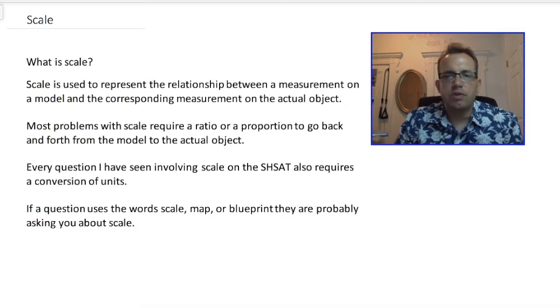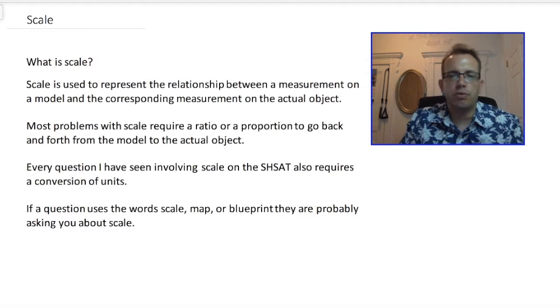Every question I've seen involving scale on the SHSAT also requires a conversion of units. On the map it might be inches, where in the real world it's miles. You have to make sure you're using the right unit when you go back and forth.